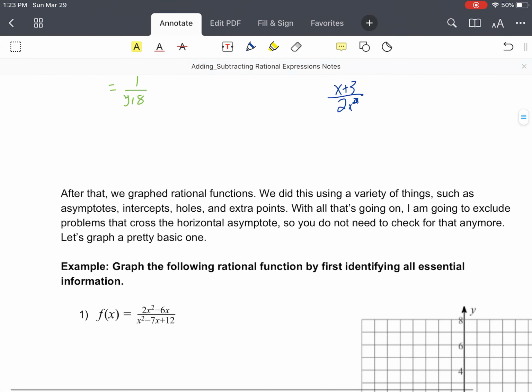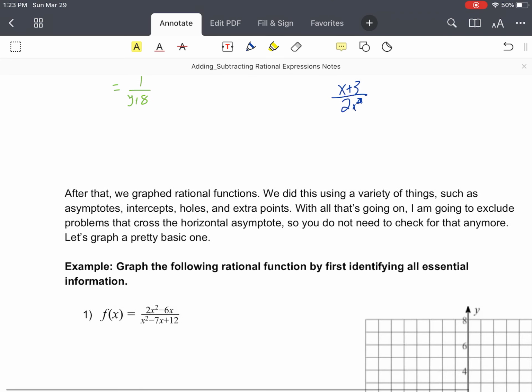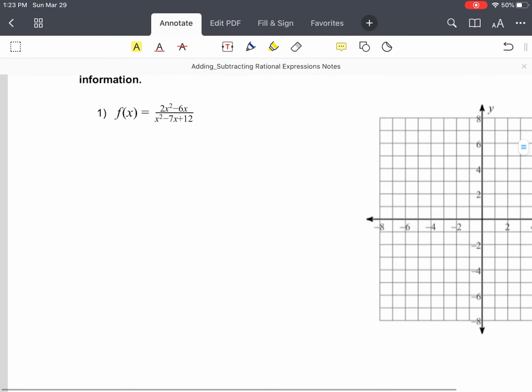Next thing we did was we went on to graphing. Now we did this by finding asymptotes and intercepts and holes and extra points. And with our asymptotes we had vertical and horizontal and slant, and there were all these rules. So I know that's going to be a little bit fuzzy coming back. We will go over all of it again whenever we review. But today we're going to graph just a pretty basic one. Now, if you remember, we did a lesson on crossing the horizontal asymptote. For the purposes of the rest of this year, we're just going to forget about that. So we're just going to stick with just being able to graph the most basic ones.